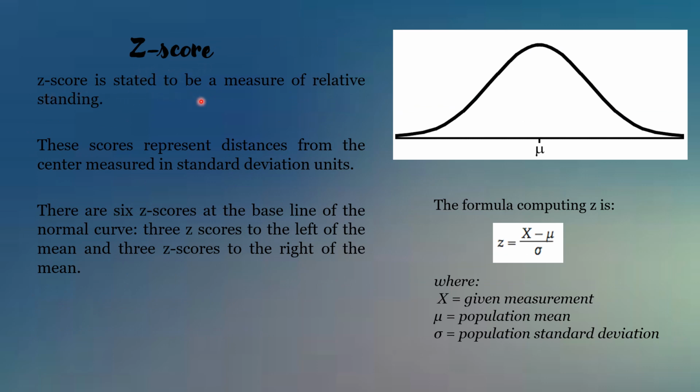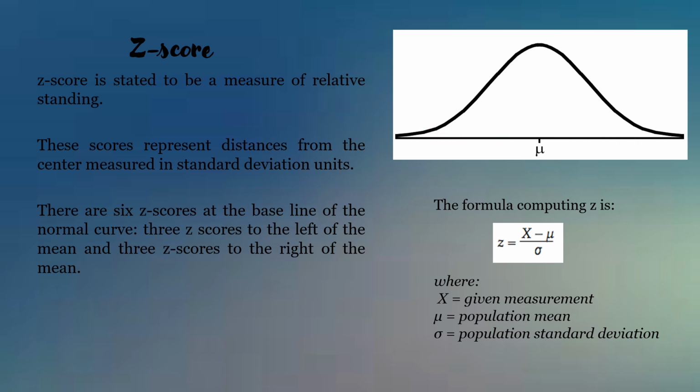Z-score is stated to be the measure of relative standing. These scores represent distances from the center measured in standard deviation units. There are 6 Z-scores at the baseline of the normal curve, 3 Z-scores to the left of the mean, and 3 Z-scores to the right of the mean. So, yung Z-score, yan yung number dito sa ating baseline. So, meron tayong tatlong units dyan.